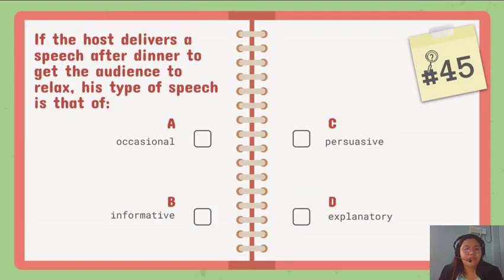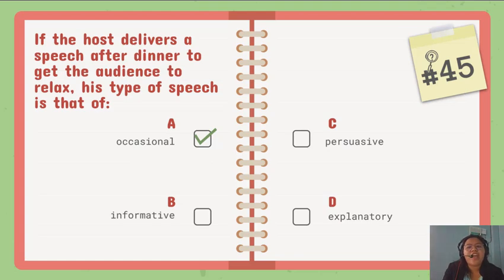Number 45. If the host delivers a speech after dinner to get the audience to relax, his type of speech is that of A. Occasional, B. Informative, C. Persuasive, or D. Explanatory. The correct answer is letter A.